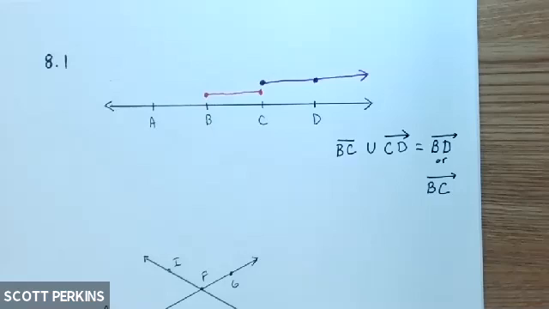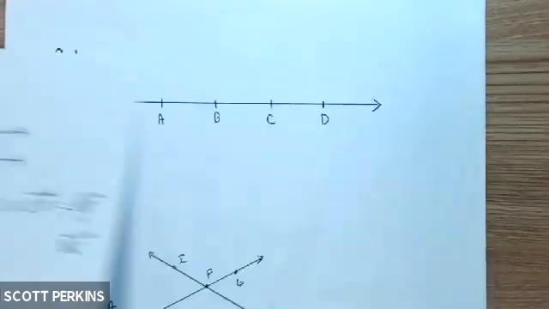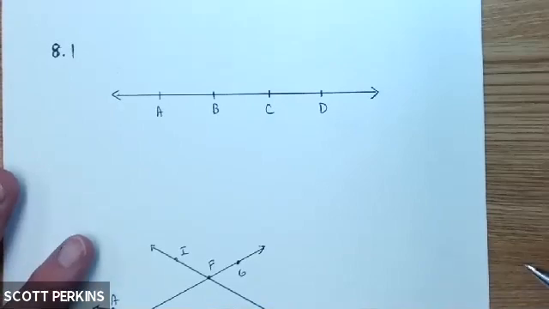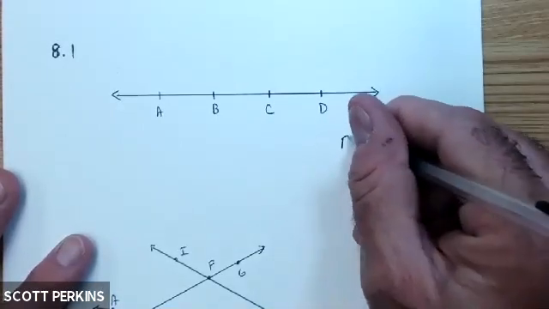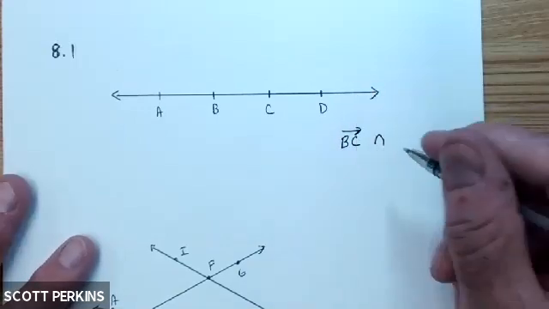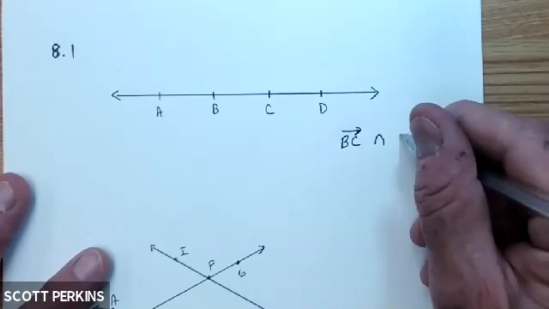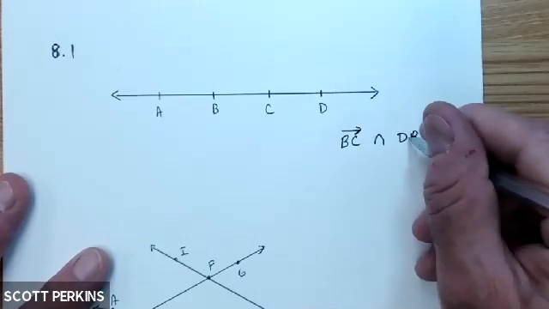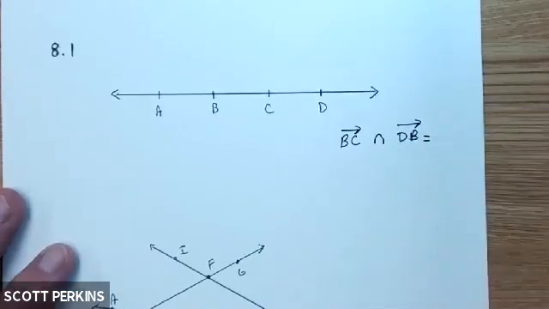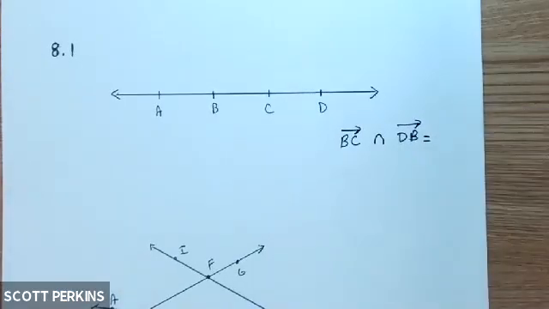Here's another one that I'm going to give you. Again, a pretty easy figure to draw. Here's what I would like you to do. I would like you to determine, let's say we have ray BC, and this time we're intersecting it with ray DB, starting at D going in the direction of B. What is that going to be equal to? Notice we're intersecting this time.